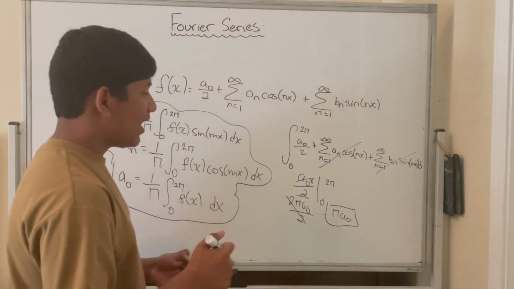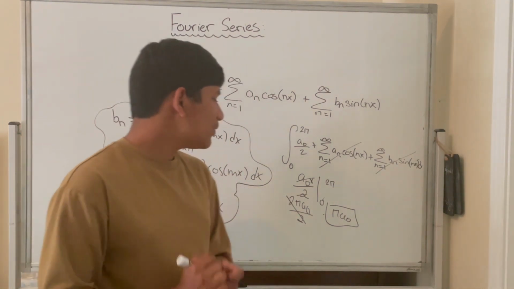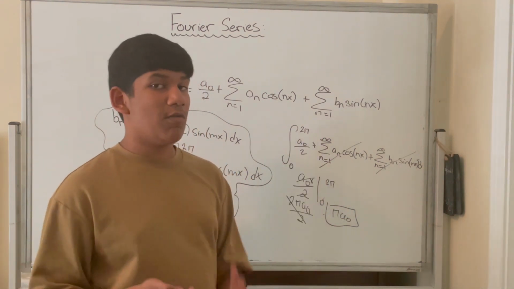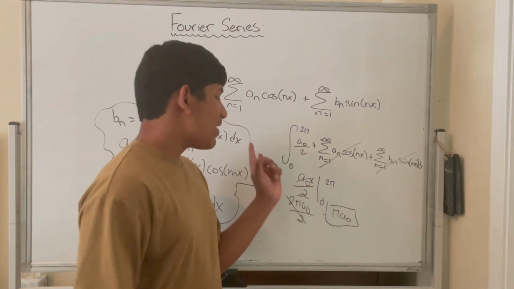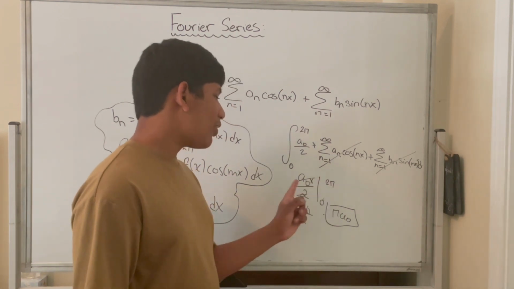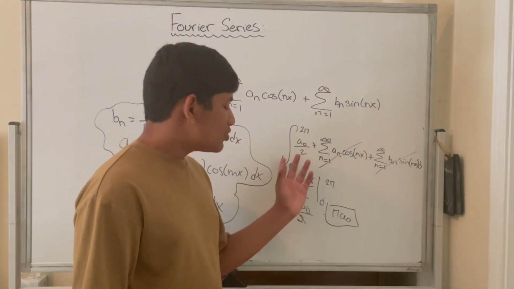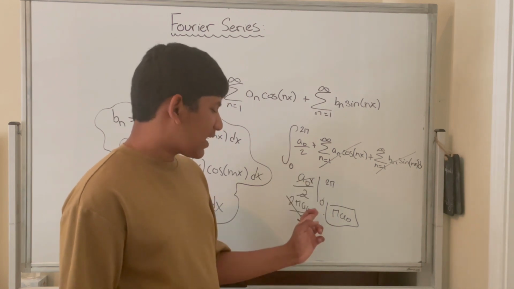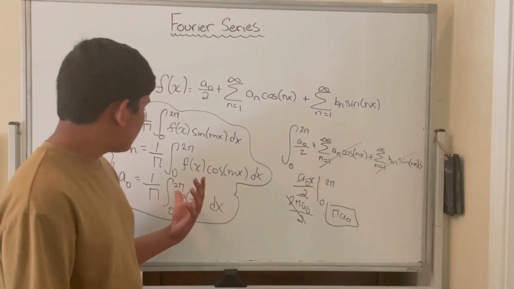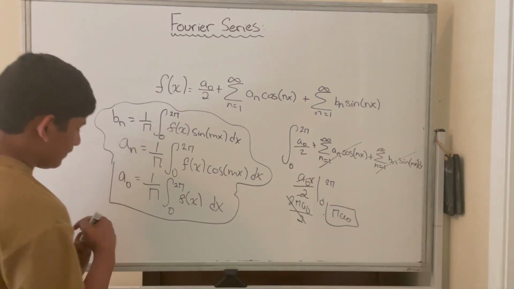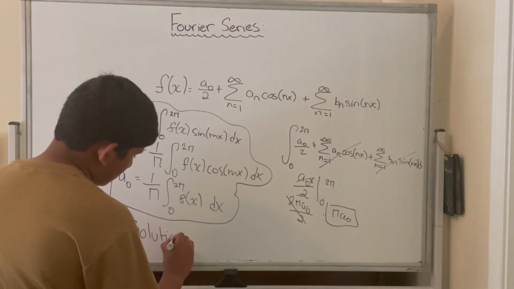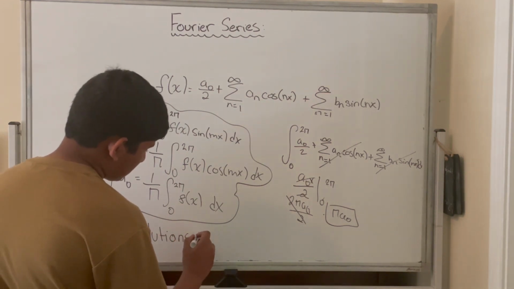Let's just check a naught one last time, because a naught over 2, when we integrate this, is just going to become a naught x over 2, because this is a constant. A naught x over 2, evaluated at 2 pi, will be 2 pi a naught over 2, which will cancel, so we get pi a naught. And then when we plug in 0, everything cancels. So pi a naught is indeed correct. Therefore, these are our solutions to the Fourier series.